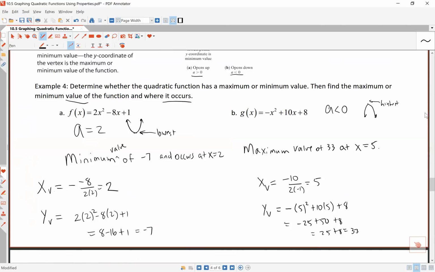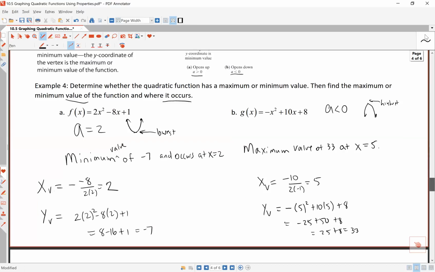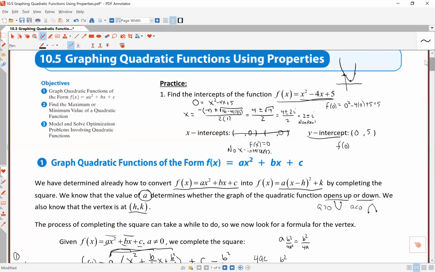And this concludes the video for section 10.5, graphing quadratic functions using properties. Objective 2, find the maximum or minimum value of a quadratic function.